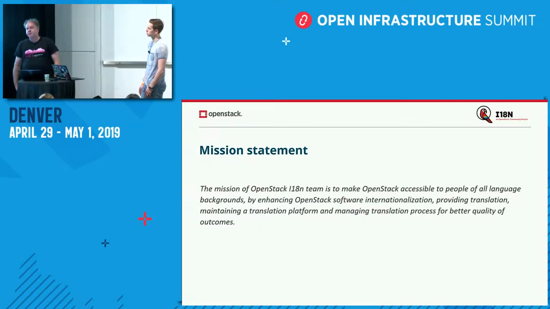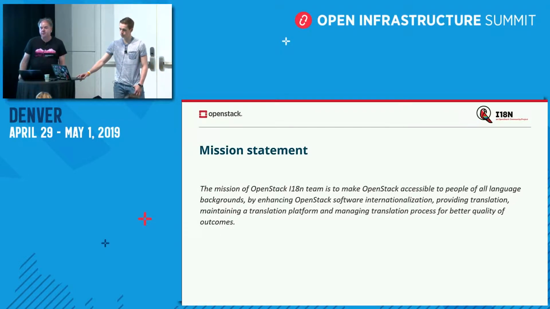The mission statement of the I18n project is to make OpenStack accessible to people with all language backgrounds, by enhancing the OpenStack software with internationalization, providing translation, maintaining the translation platform, and managing the translation process for better quality of outcomes.